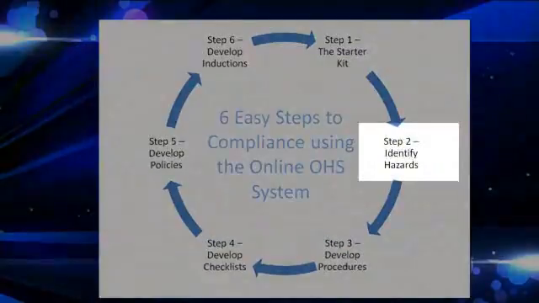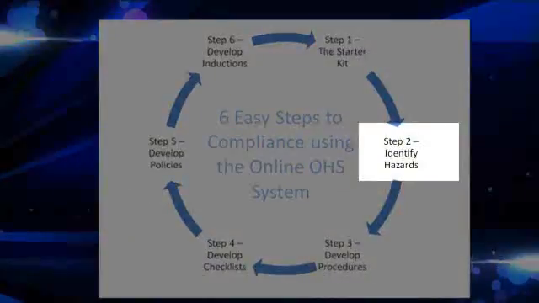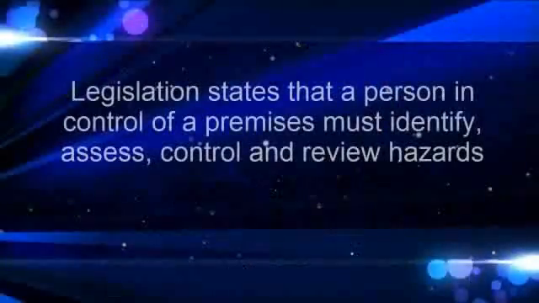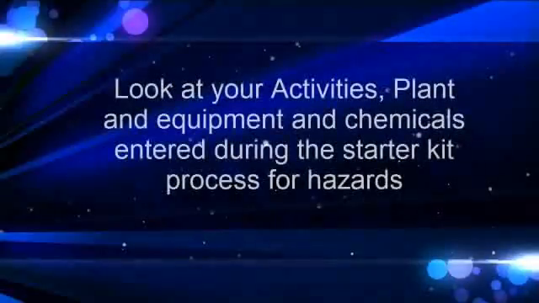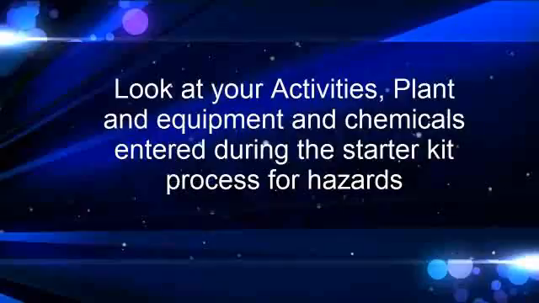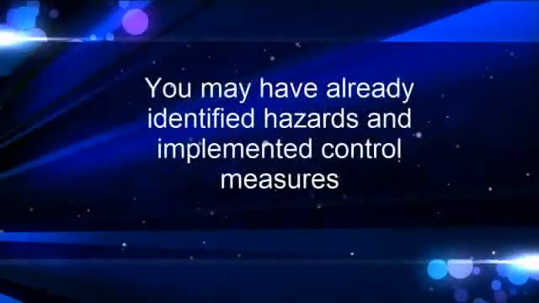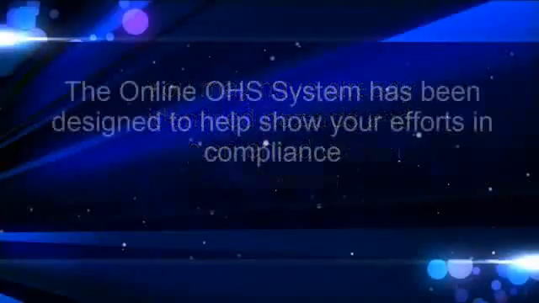Step 2 is identifying hazards. Legislation states that a person in control of a premises must identify, assess, control and review hazards. The first place you should look for these hazards is the activities, plant equipment and chemicals you entered in the system during the starter kit process. You may have already undertaken this process without knowing it, or completed it but haven't recorded your efforts.